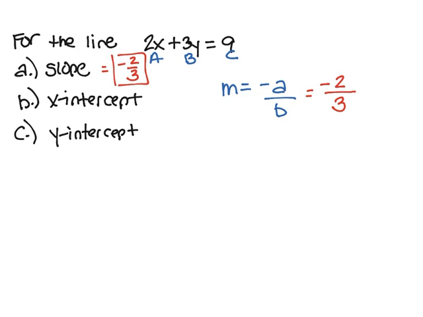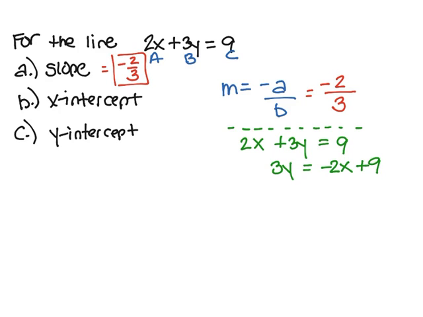Okay? You also could solve for y. If you don't want to use the formula, you could take that equation and solve it for y, meaning you move your 2x over, make it negative, bring down the plus 9, divide both sides by 3. So y equals negative 2 over 3x plus 3.